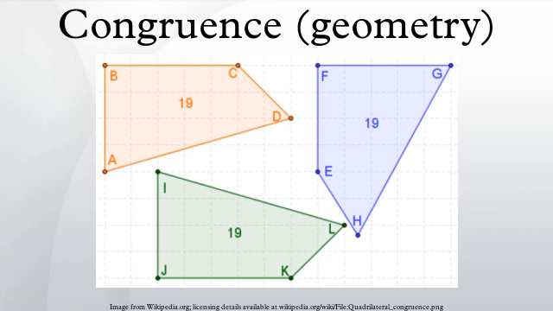This is the ambiguous case, and two different triangles can be formed from the given information, but further information distinguishing them can lead to a proof of congruence.